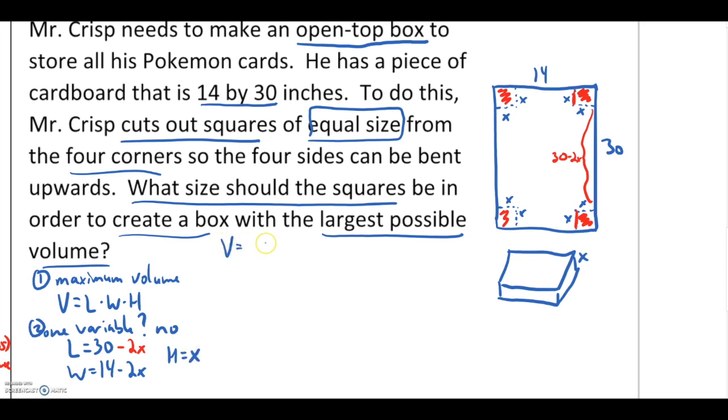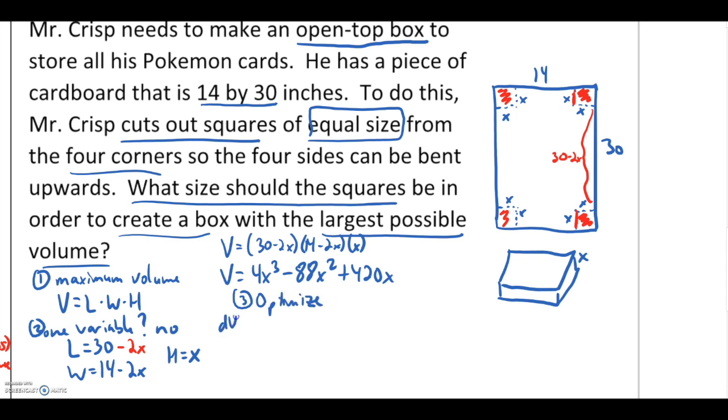And so I can rewrite my volume as length times width times height, and expanding that out and rearranging some things, we are going to get 4x cubed minus 88x squared plus 420x. And now we're ready to optimize. Here we're going for the change in our volume with respect to that x variable, size of the square we're cutting off. Also, we can call that v prime. It will be 12x squared minus 176x plus 420.